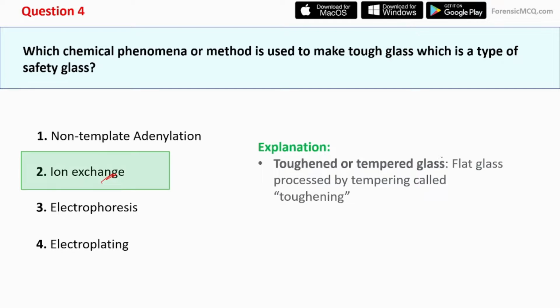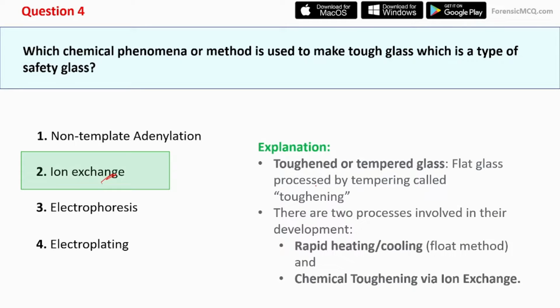Toughened or tempered glasses are flat glasses, or you can say simple soda lime glasses, that are processed by tempering or toughening. What tempering and toughening do is make the glass harder to break, and if it breaks, it gets diced into small pieces. There are two processes involved in their development. First is the rapid heating and cooling method, also known as the float method, in which annealing takes place, and this rapid heating and cooling causes contraction stress that results in tempered glass.